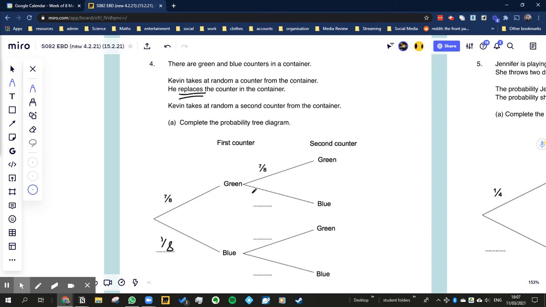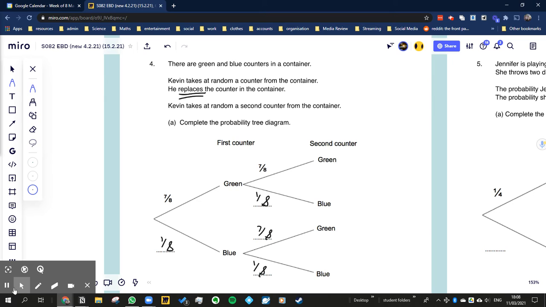Now, if he's going to replace it, it's just the same as the first case, so it's going to be 1 out of 8 again. And what's the probability when he picks a blue one? He puts it back, so it's just the same as before. So it's a 7 out of 8 chance of him picking a green, and 1 out of 8 chance of him picking a blue. If it had 8 counters in there, that would mean 7 green and 1 blue. If there were 16 counters, then there would be 14 green and 2 blue. But all it's saying is the probability of picking a green is 7 out of 8, and the probability of picking a blue is 1 out of 8.